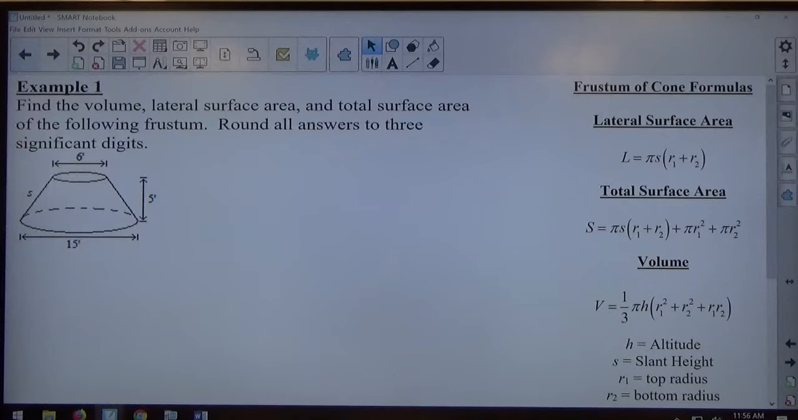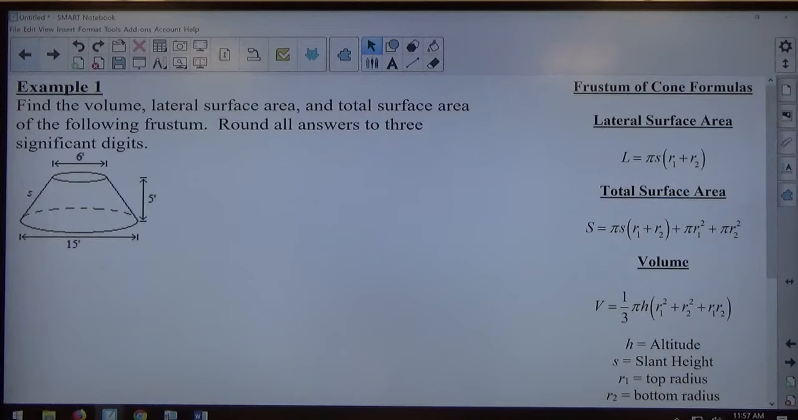Okay, this is the last new section of Chapter 9, so after this lesson you should know everything there is to know about surface area, lateral surface area and volume of prisms and pyramids and cylinders and cones and frustums of pyramids and frustums of cones. So all these different types of figures. Just a reminder that you are not required to memorize the formulas, you just need to know how to use them.